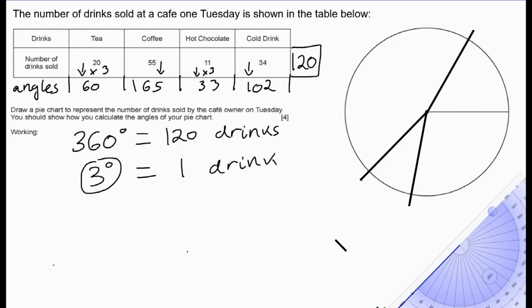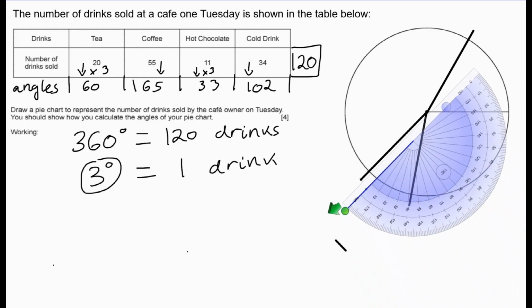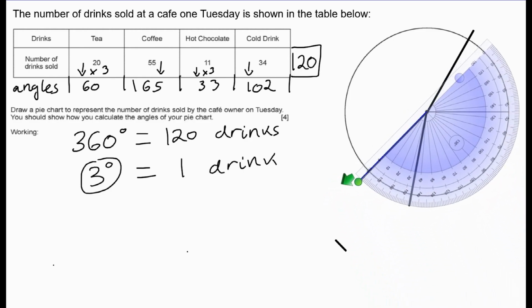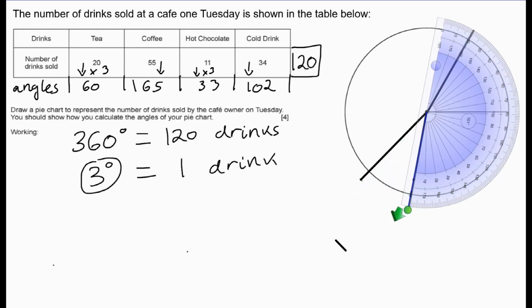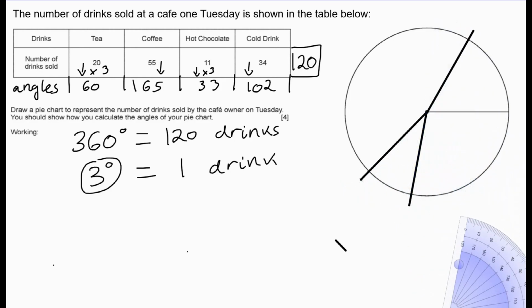And the last angle should be 102 degrees, but if we look at our pie chart, we can see it should already be about that, and we can see actually it is exactly 102 degrees. So I'm now just going to finish my labels. So we had tea, 60 degrees, coffee was 165, hot chocolate was 33 degrees, and then lastly cold drink was 102 degrees, and that's how I would draw my pie chart.